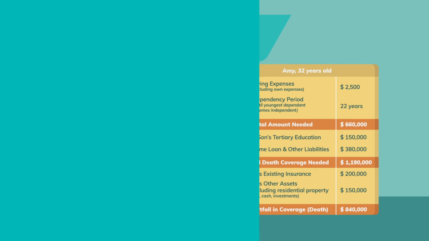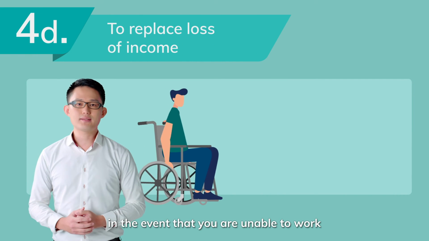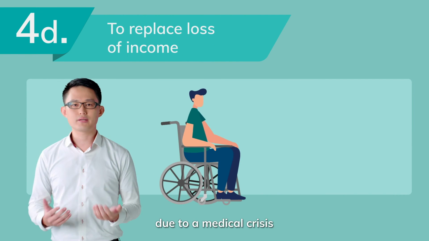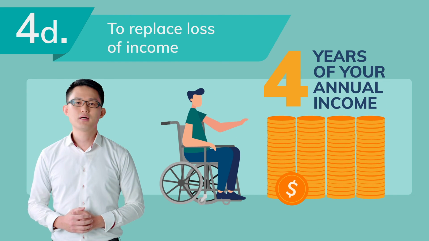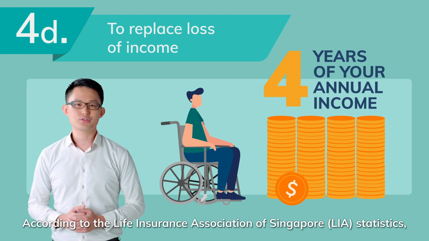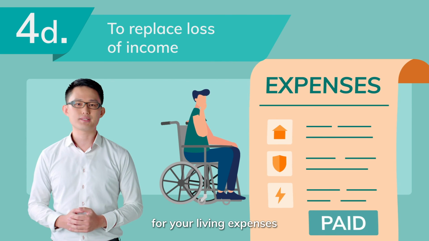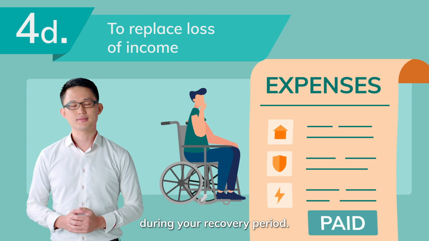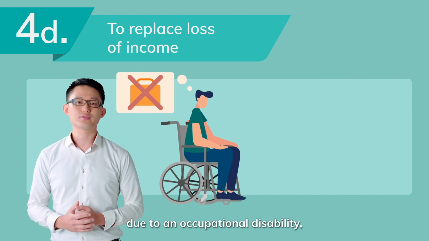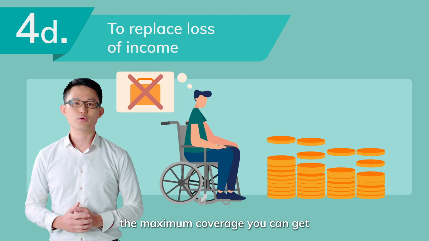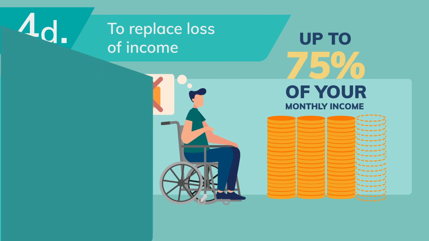The amount of coverage required to replace loss of income in the event that you are unable to work due to a medical crisis is about 4 years of your annual income. According to the Life Insurance Association of Singapore statistics, this will be sufficient to pay for your living expenses during your recovery period. In the event of loss of income due to an occupational disability, the maximum coverage you can get is up to 75% of your monthly income.